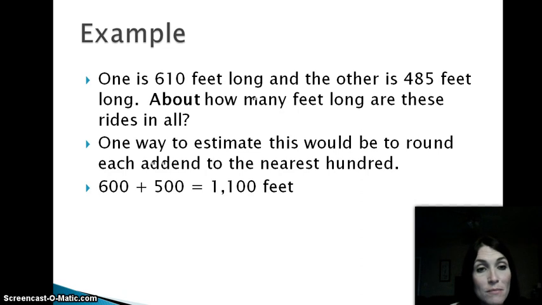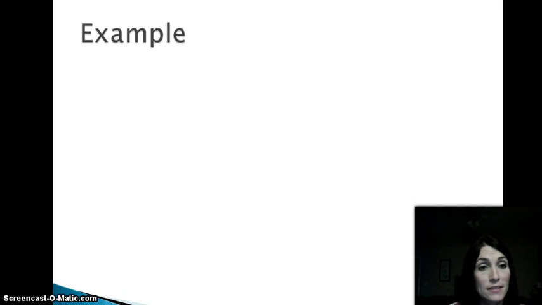So a good estimation using rounding would give us the number 600 plus the number 500, and we would know that 1,100 feet would be a close estimate for how long both roller coasters are together. So that's using the rounding strategy, which is review from the last couple of lessons.